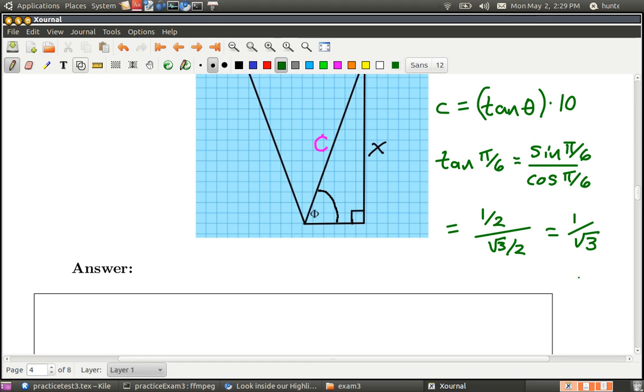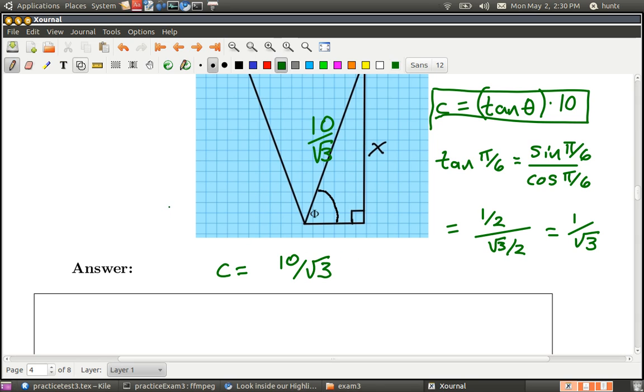Put it all together in this formula for C, and you can see that C is equal to 10 over the square root of 3. You can put that here in the picture if you want. So this side that I labeled C is 10 over the square root of 3.